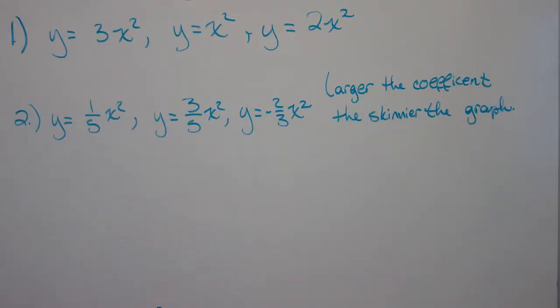All right, so here's your Unit 11 exam review. All right, number 1 and 2. It says, order the group of quadratic functions from widest to narrowest.